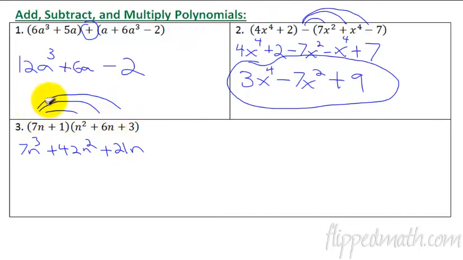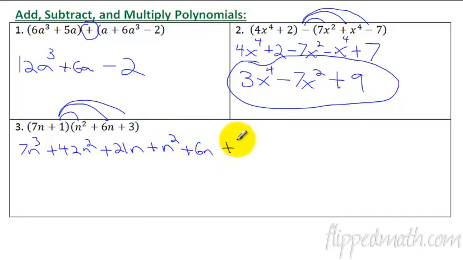Now realize the only thing I've distributed was the 7n. So now that you're done with that one, we go back and we distribute the 1. So now I'll distribute the 1, the 1, and the 1. As long as you can keep this nice and organized, it's really not that hard. Plus n squared plus 6n plus 3. So this is just pure distributing all the way through, then take the next term, distribute all the way through, and now combine like terms, and we are done.